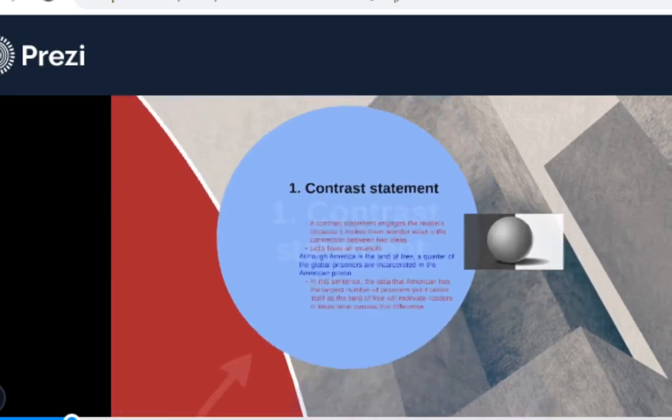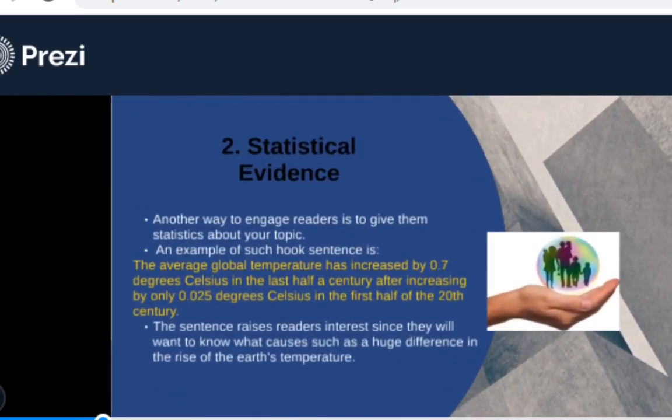The second way is statistics. Another way to engage readers is to give them statistics about your topic. An example of such a hook sentence is, the average global temperature has increased by 0.7 degrees in the last half a century, after increasing by only 0.027 degrees in the first half of the 20th century. This sentence raises readers' interest since the audience will want to know what causes such a huge difference in the rise of the Earth's temperature.